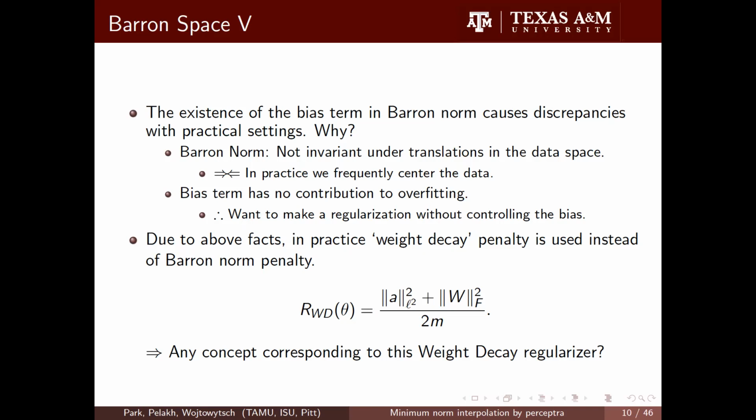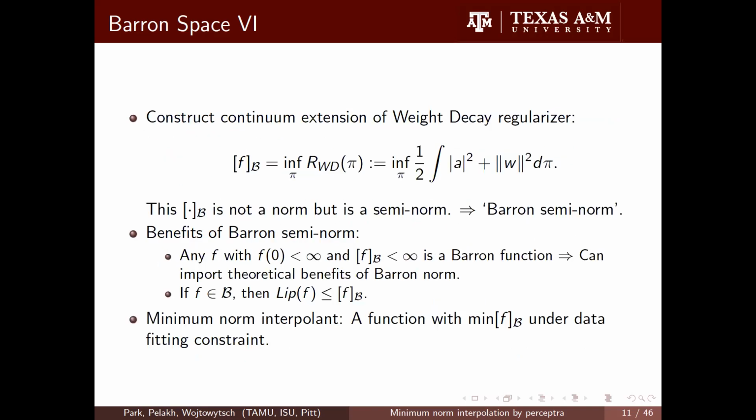So is there any concept corresponding to this weight decay regularizer? As we just did in the Barron space, we also make a continuous extension, which would be something like this by the same logic. I denote it with a bracket B, but this bracket is not a norm but a semi-norm, because you don't control the B term. So trivially, functions with different B's would have the same Barron semi-norm. We call it the Barron semi-norm, or sometimes the weight decay norm.